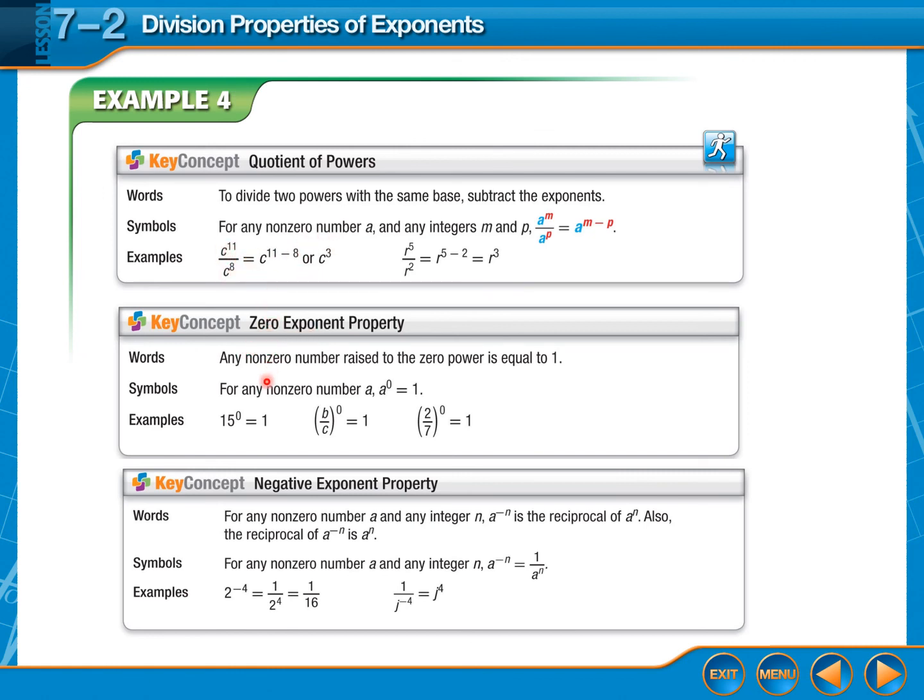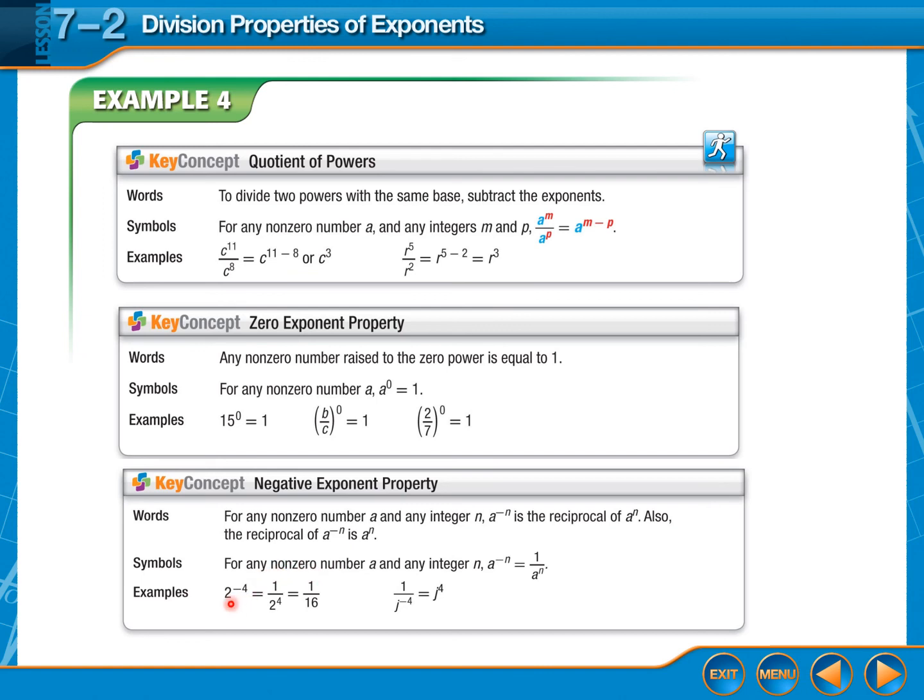For the 0 exponent, anything raised to the power of 0 is 1, and if we have parentheses raised to the power of 0, everything in those parentheses becomes 1. And then lastly, we looked at negative exponents, and with negative exponents, the only thing that's different is the location.